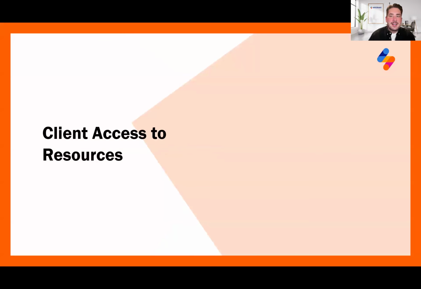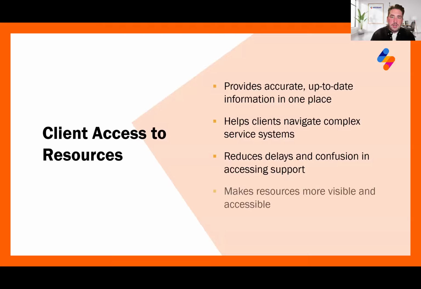And lastly, client access to resources. A strong map provides accurate, up-to-date information in one place, which helps clients navigate complex service systems without getting bounced around. That directly reduces delays and confusion in accessing support. Families get quicker, clear answers. And because everything is visible, it helps make resources more visible and accessible to everyone, not just to folks who happen to know someone on the inside.